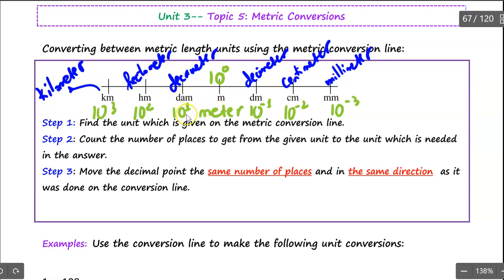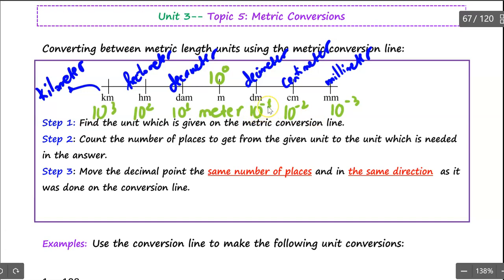So if you notice the exponent of all of these powers of 10, you see 1 representing 1 space from meter to decameter. 10 to the exponent 2, the number 2 representing 2 spaces between meter and hectometer. 10 to the exponent 3 representing 3 spaces between the meter and the kilo. And don't forget, moving to the left will make the number bigger. Moving to the right will make the number smaller. That's why the smaller numbers are represented by the negative exponent.